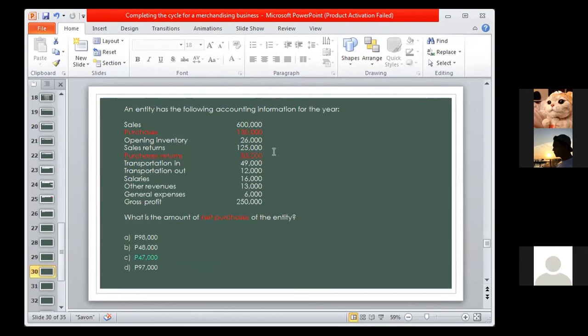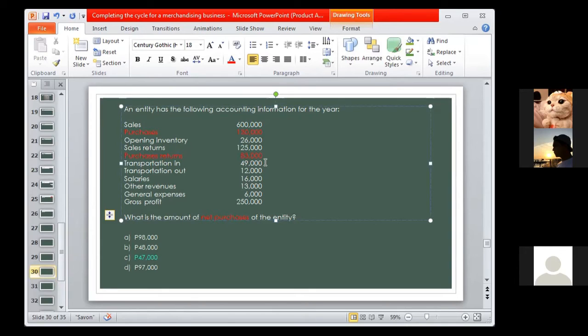So, tama yung sagot ni Rika. Letter C. Hindi ko napansin, nakamute pala ako. Ulitin ko yung sinabi ko kanina. Kapag net purchases, ang hanapin lang natin itong dalawa. Yan lang ang kabilang diyan. O kung meron pang discount, kasama din yun. Net purchases yun. Pero kapag ang tanong, net cost of purchases, ang magiging sagot diyan is 96,000.